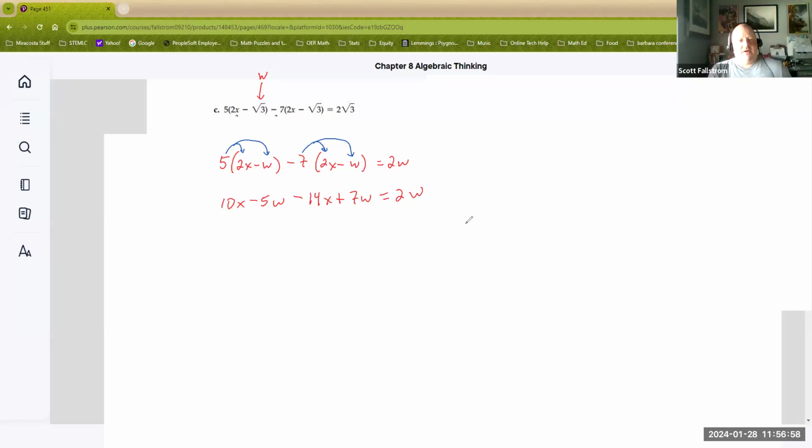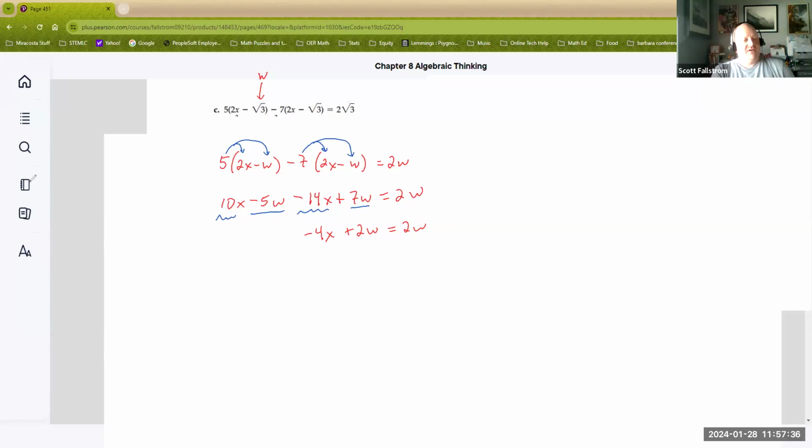Okay. Let's see here. Which way do I want to go? Do I want all the w's on one side, all the x's on the other, maybe? Okay, so let's do a little cleanup first, right? On this side, we've got negative 5w plus 7w, and I've also got 10x, but I take away 14x. Okay, so 10x minus 14x would be negative 4x, and a negative 5w, but I add 7w, those will kind of eliminate, leaving me plus 2w. So this is where I'm at now.